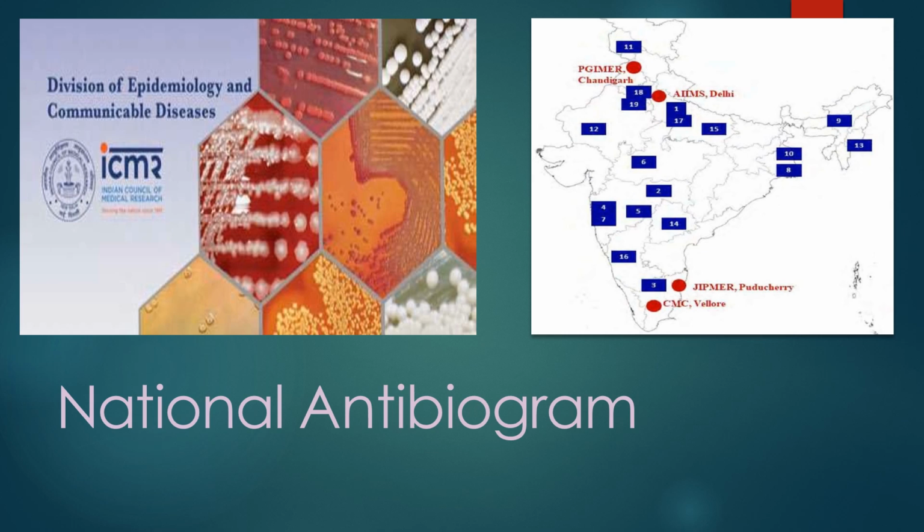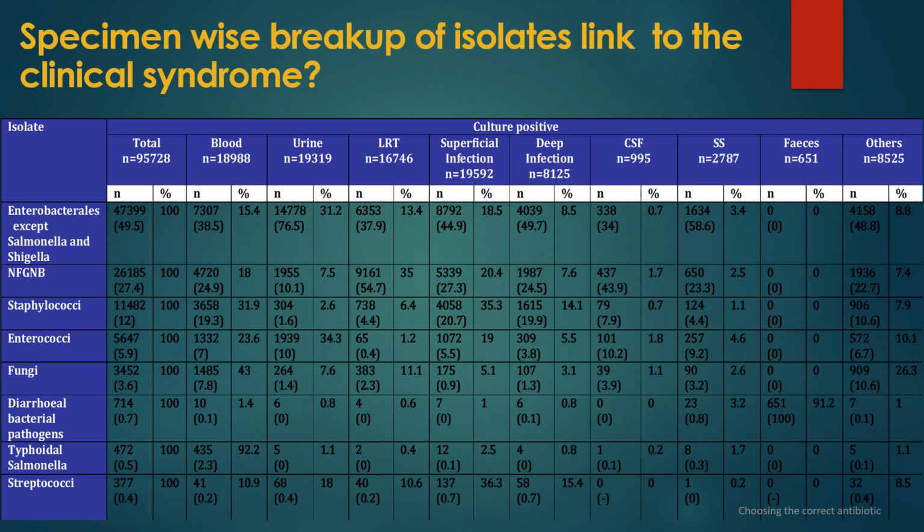We have to always have the national antibiogram as the base when we prescribe antibiotics on an empirical basis. Antibiogram helps us to understand the resistance pattern and the antibiotics that will be effective against those prevalent pathogens. Specimen-wise breakup of the isolates linked to the clinical syndrome. For example, for blood or urine or lower respiratory tract, what will be the common pathogens, and that will help us to understand the antibiogram, on the basis of which we could have the antibiotics on an empirical basis.